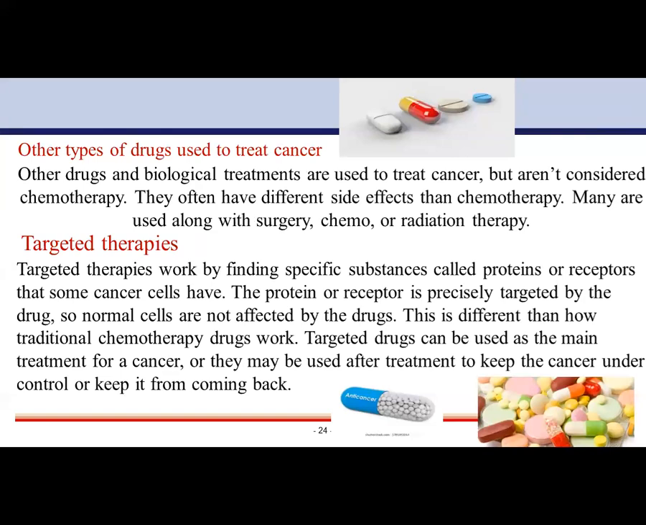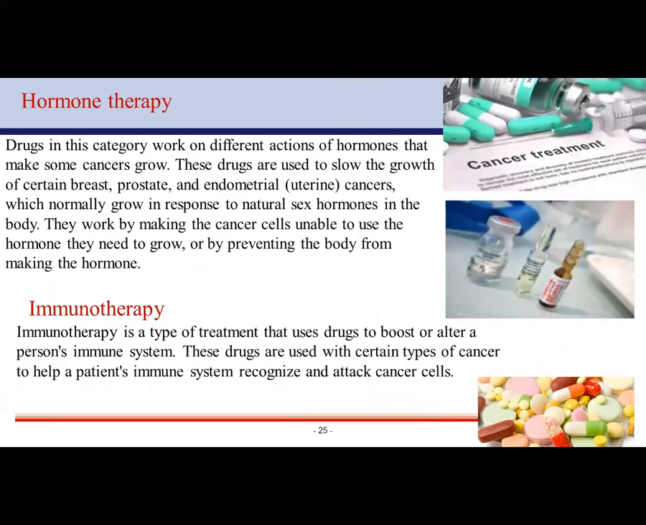This is different from how traditional chemotherapy drugs work. Targeted drugs can be used as the main treatment for cancer, or they may be used after treatment to keep the cancer under control and keep it from coming back. Hormone therapy. Drugs in this category work on the different actions of hormones that make some cancers grow. These drugs are used to slow growth of certain breast, prostate, and endometrial uterine cancers, which normally grow in response to natural sex hormones in the body.